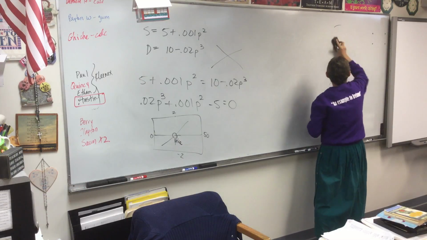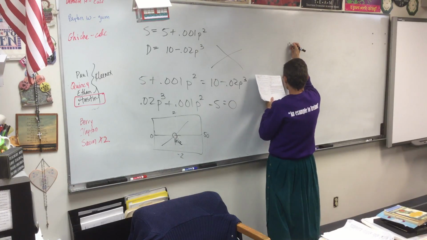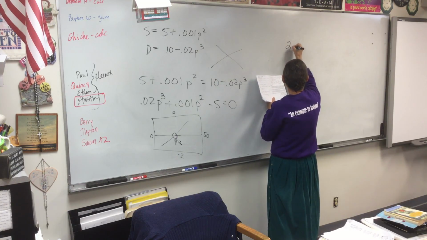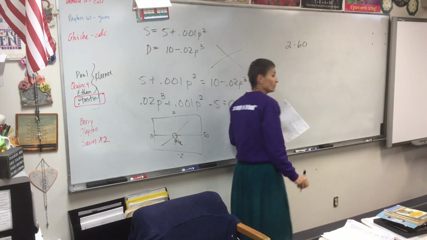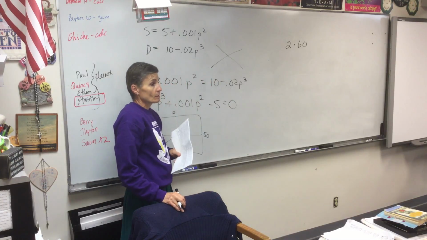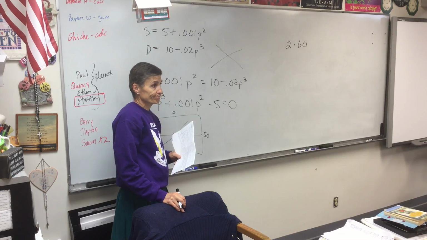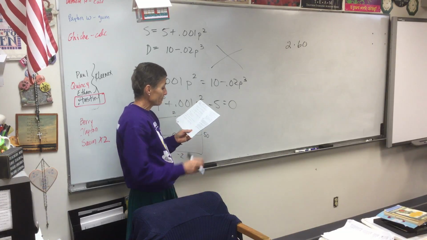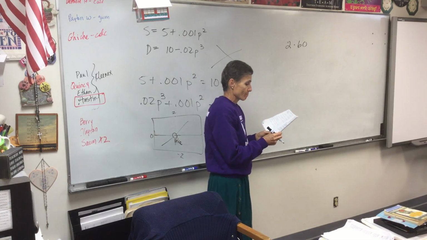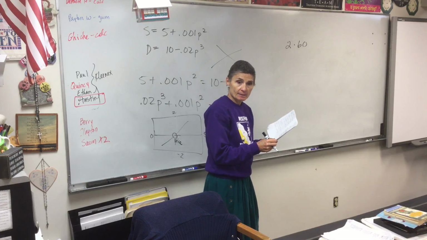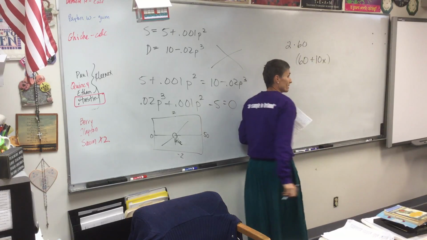What's my income right now? Right now, what's my income? $2 times how many pounds? 60. There's my income right now. But that's going to change, right? How does it change? What happens to my inventory? What happens to the 60? Goes up in increments of 10. So 60 plus 10x, does that seem okay with everybody?